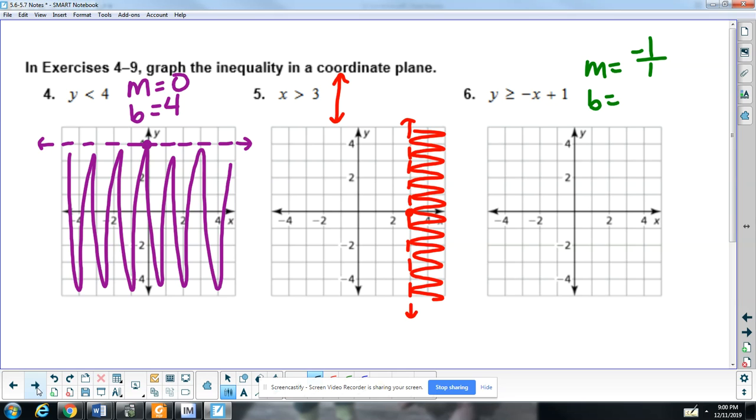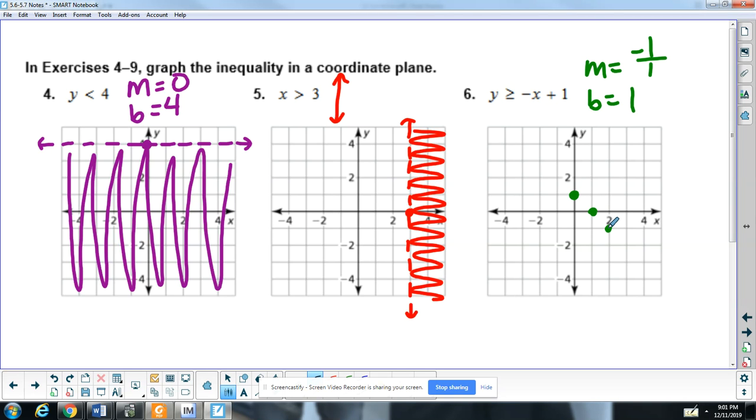put a 1 under it. Then our b value is the number that is not attached to the x, so that would be our 1. When we graph, we begin at b, so we begin at 1, which is our y-intercept. So on the y-axis, we're going to put a point at 1. Then we move according to the slope. We're going to move a -1 over a +1, so rise over run. Our rise is negative, so we're going to go down 1 and to the right 1.